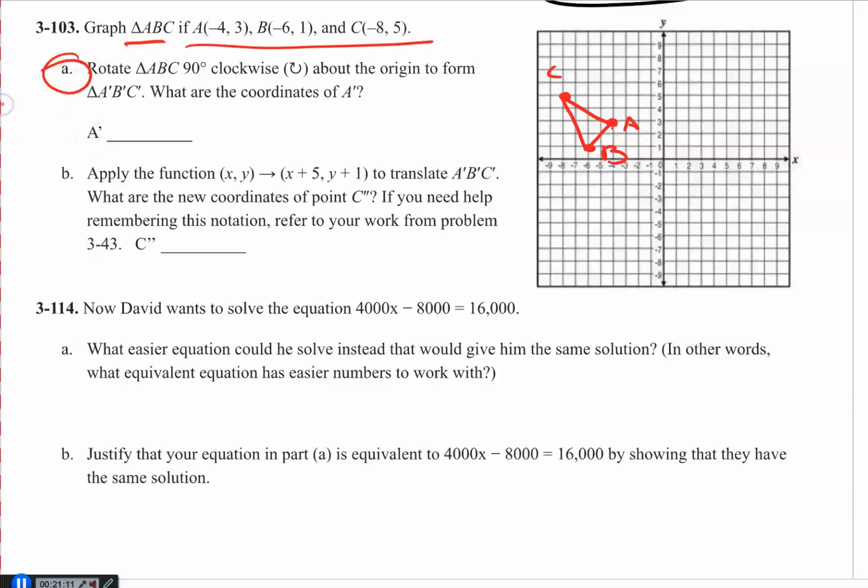Alright, let's rotate this thing clockwise to form A prime, B prime, C prime. Let's do it in a different color. What are the coordinates of A prime? So you draw this on your trace paper. Make sure you draw about the origin, so draw your plus sign at the origin. And when you rotate it 90 degrees clockwise, let's see.